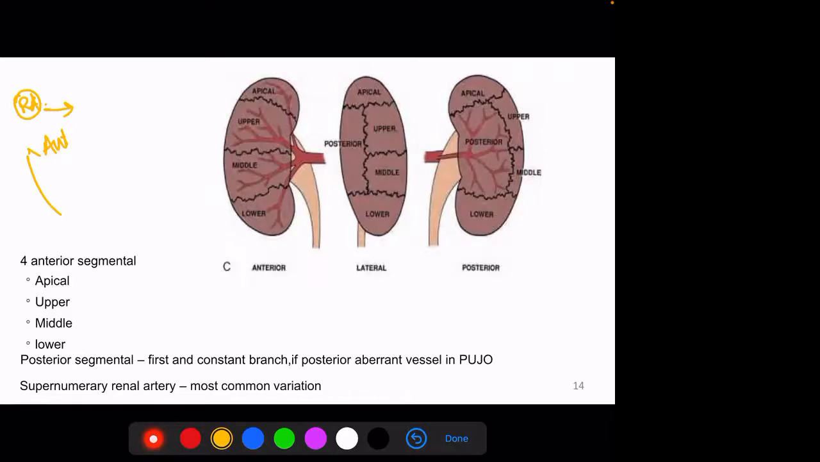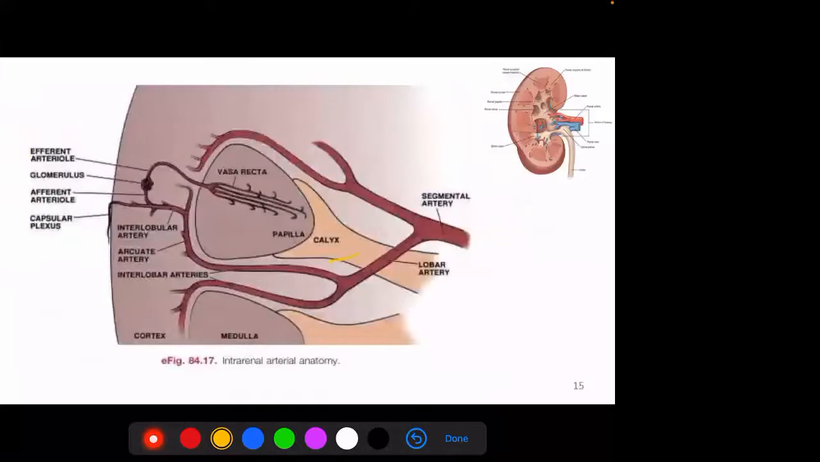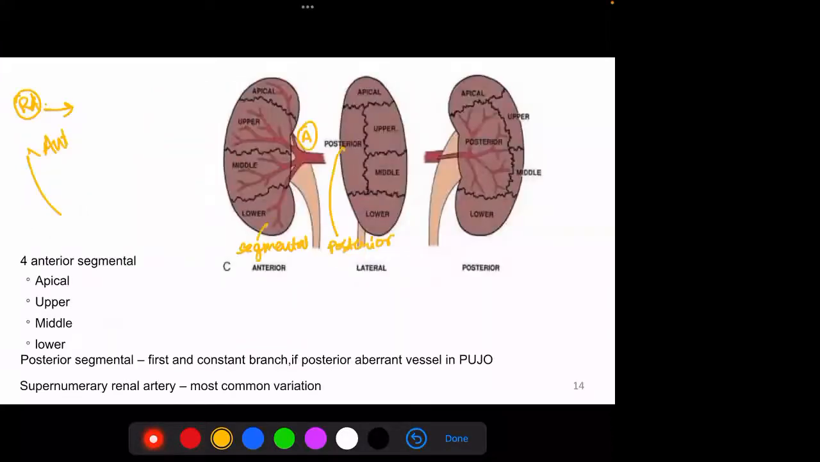This anterior branch is divided into the apical, upper, middle and lower segmental arteries. These are the various segmental arteries of the anterior branch of the renal artery, while the posterior segmental artery supplies the posterior 1/3 of the kidney. Now the important MCQ: this posterior branch is the first branch of the renal artery and it is the most constant branch. Important MCQ, remember this point.